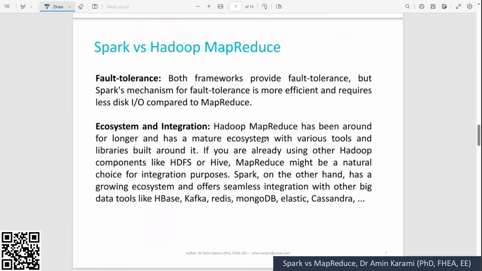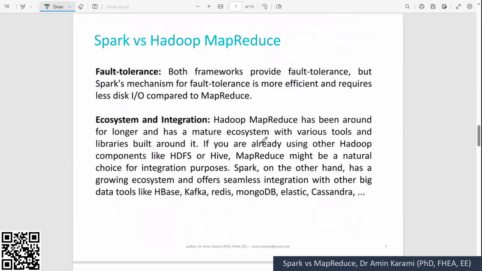Let's continue, right, and consider more. Fault tolerance. So guys, both frameworks provide fault tolerance, all right? But still we need to consider that Spark is, let's say, more efficient as compared to MapReduce, because of one reason: less disk I/O, input and output, as compared to map and reduce.